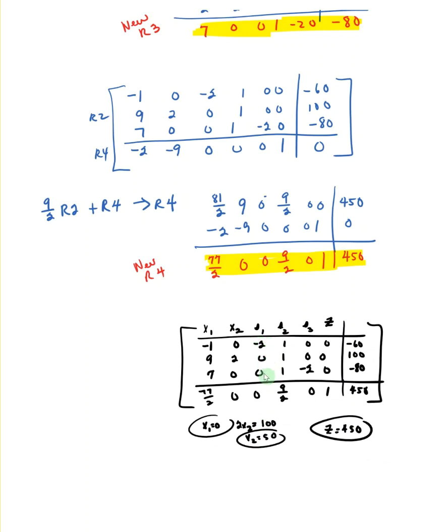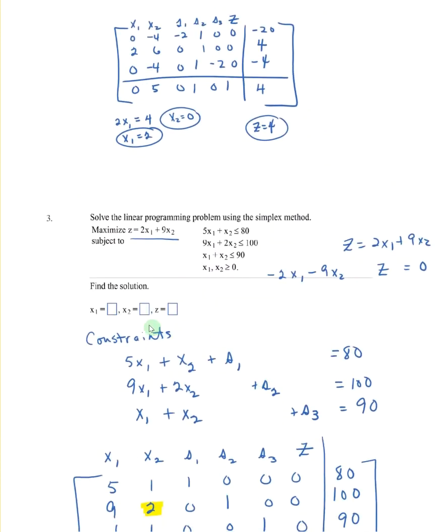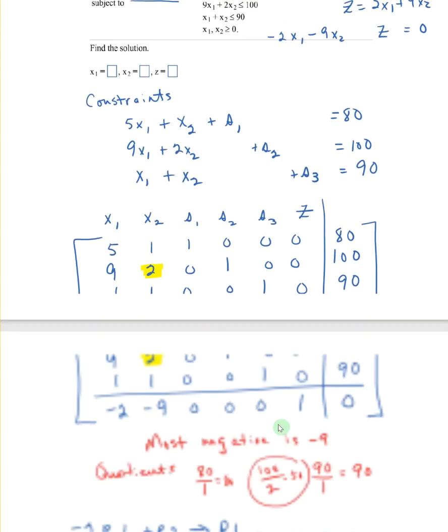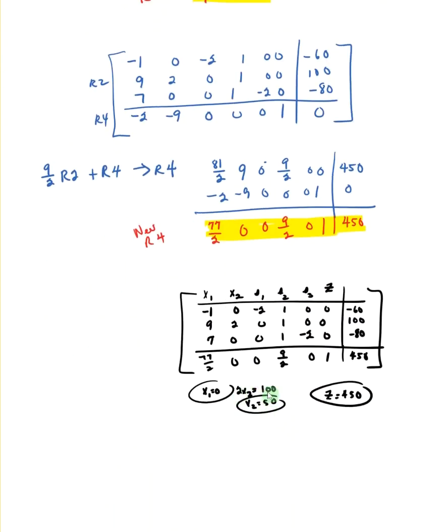Let's see, what were we asked to find? Let's make sure. We needed x1, x2, and z. Okay, x1, x2 we got there, and then z, 1z was 450. And so those were our answers. So hopefully that helps you go through that completely step by step.